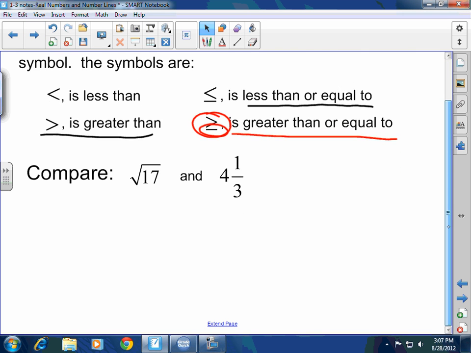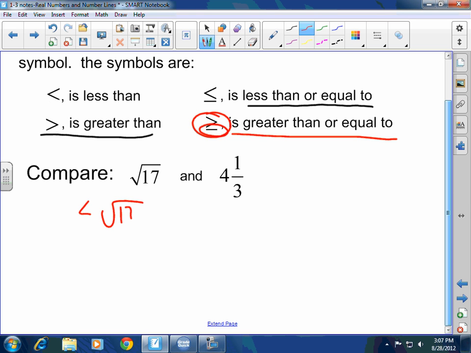Now, if I want to compare the square root of 17 and 4 1/3, I'm going to compare them using inequalities. Well, the square root of 17, okay, let's see. The smallest perfect square is the square root of 16. The one larger than that is 25. So here I know that the square root of 17 is between 4 and 5. But it's real close to the 4. So I'm going to go ahead and try 4.1 times 4.1.